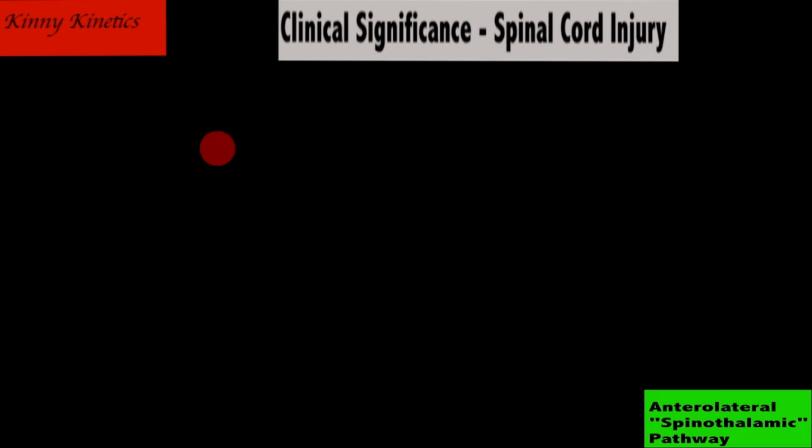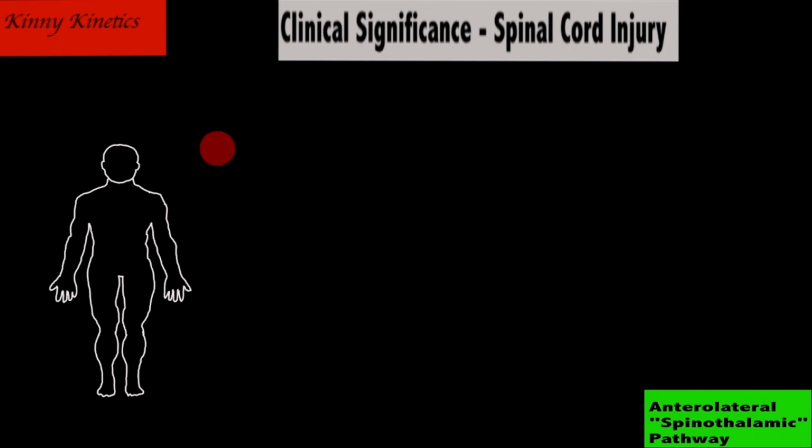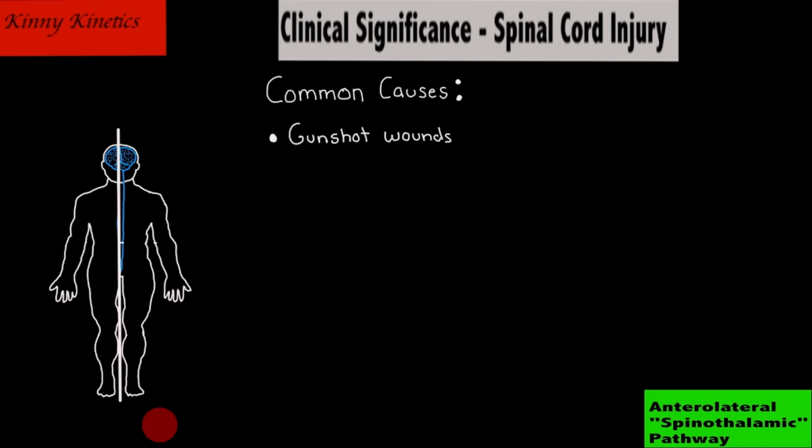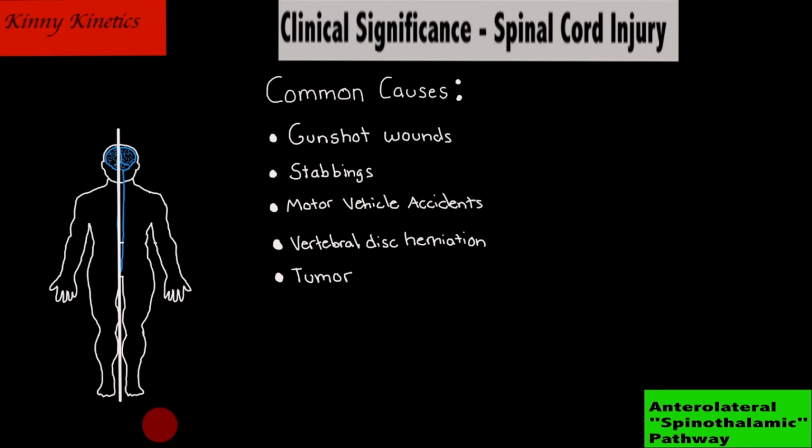Alright everyone, we've covered a lot so far, but hopefully you guys are still with me. The last thing that I want to take a look at is the clinical significance of the spinothalamic tract. Why do we care so much about knowing all of this information? It all becomes important when we talk about spinal cord injury. So within the body, you have the central nervous system and the peripheral nervous system. The spinal cord syndrome that we are going to be looking at occurs when there's damage to the spinal cord and it gets split in half. This is known as Brown-Séquard syndrome. Some common causes are gunshot wounds, stabbings, motor vehicle accidents, vertebral disc herniation, and tumors.